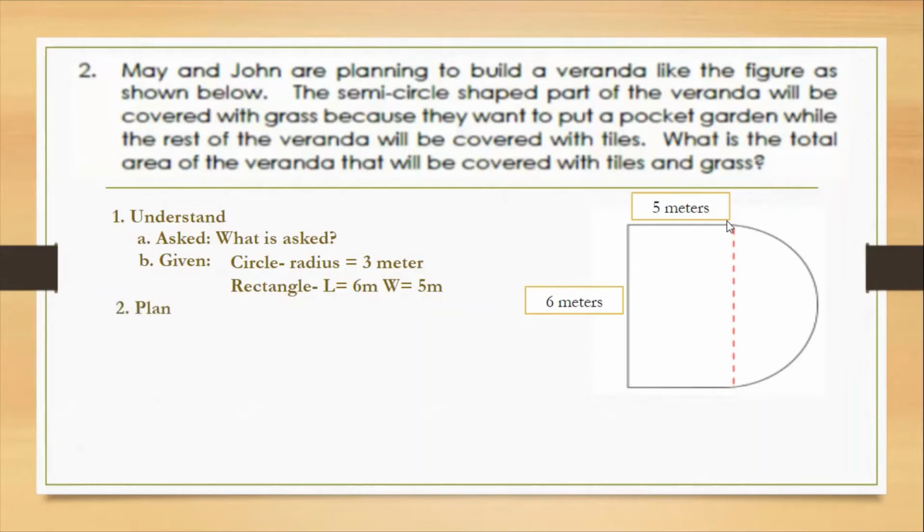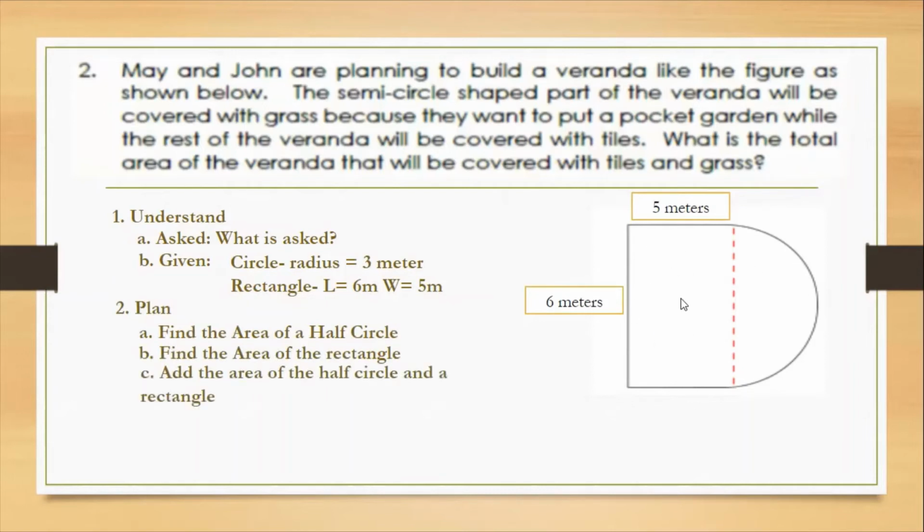Now, let's plan what we're going to do in order to find the answer for this problem. The first thing that we will find out is the area of our half circle or our semicircle. The next thing is we will find the area of our rectangle. And lastly, we will add the area of our half circle and the area of our rectangle to find the total area. Now, proceed to number 3.